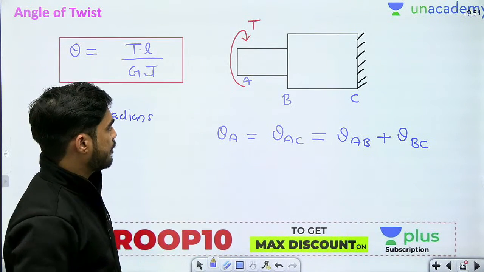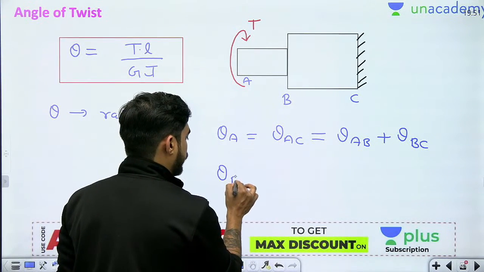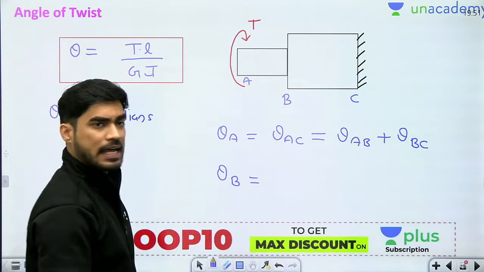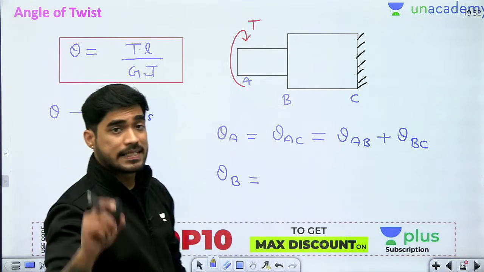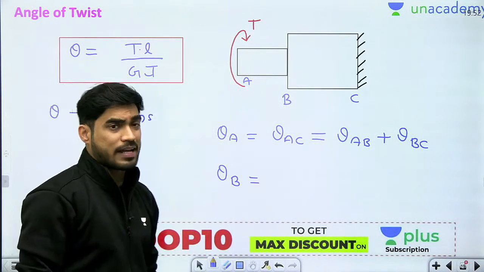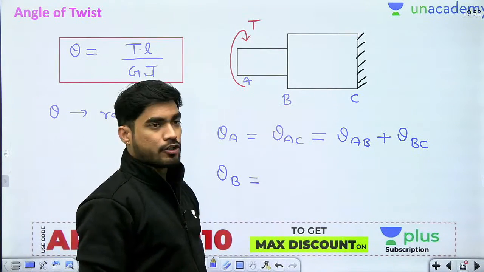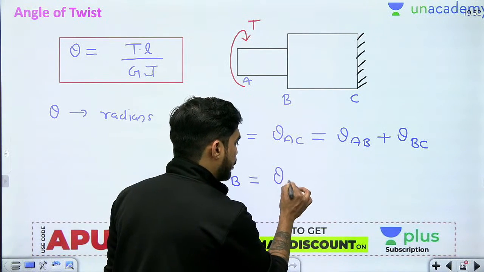Okay, and if I ask you to calculate angle of twist at B, then what will you calculate? Will you calculate theta AB or will you calculate theta BC? So understand, if I ask you to calculate angle of twist at B, you will calculate theta BC.